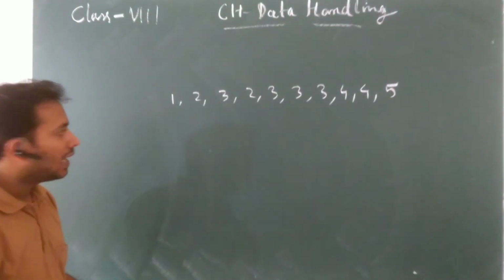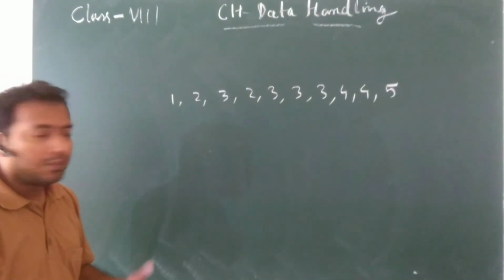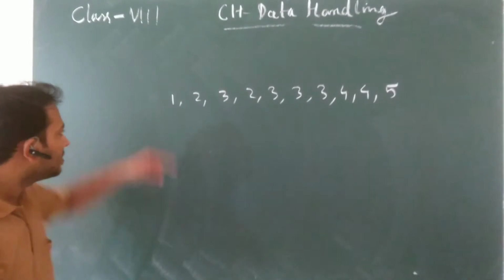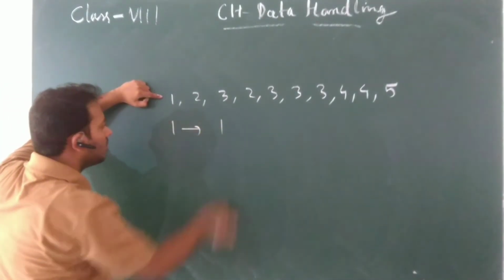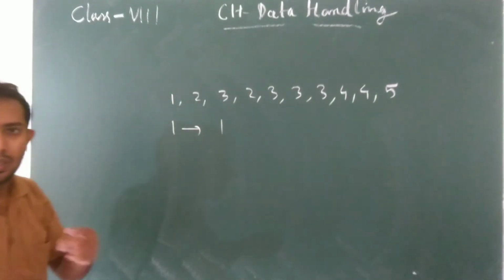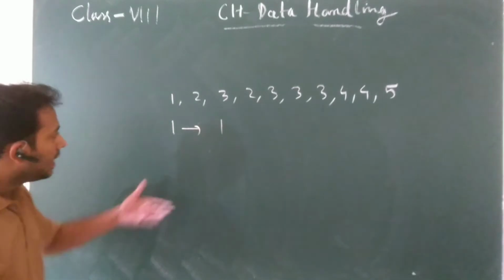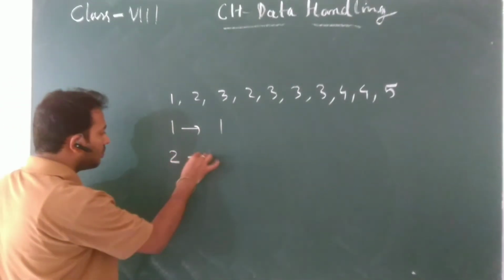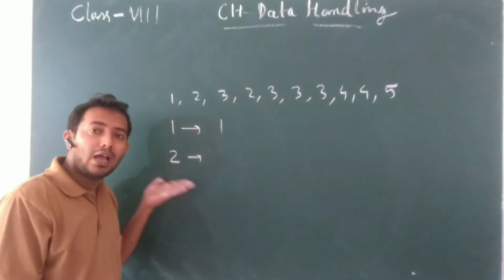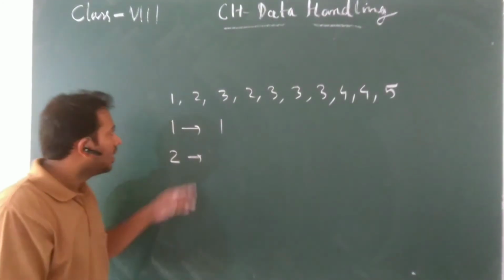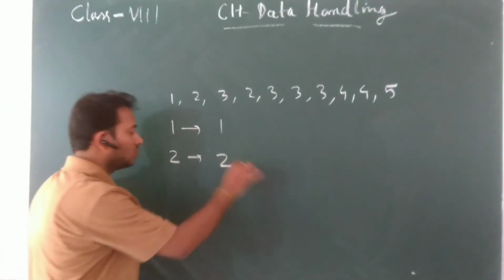If I ask you what the frequency means, it means the repetition of the value. If I ask you what the frequency for 1 is, the frequency for 1 is 1 only, because 1 mark is not repeating, it occurs only one time. Next, what is the frequency for 2? That means how many students have got 2 marks? If you see here, 2 students have got 2 marks.